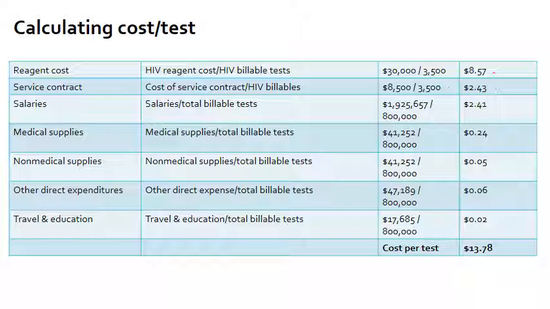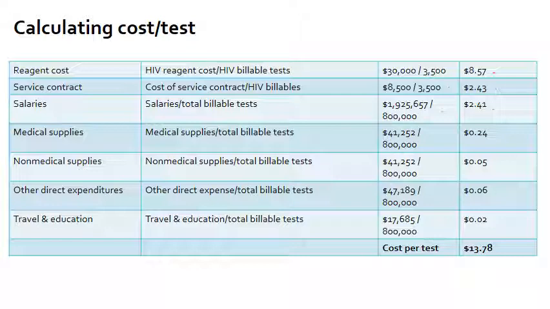So we take our total salaries and divide it. In this hospital, it costs almost $2 million, and then we're going to divide that by the 800,000 tests that we bill each year, and we get a cost of $2.41 that we're going to add to this HIV test. This $2.41 would be added to any other test in the lab. That would be the same.